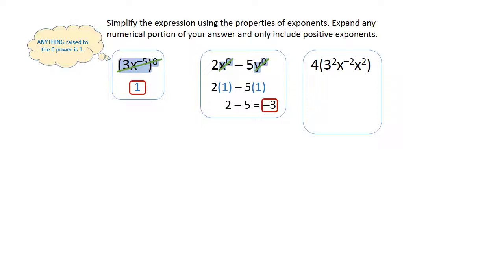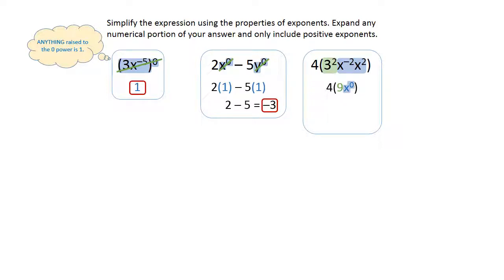In the third expression, we're going to look at each piece individually. We're not going to touch the 4, but inside the parentheses we need to evaluate the 3 squared, and we also need to combine our x's with the negative 2 and the positive 2. So go ahead and write your 4 down. 3 squared is going to be 9, and then combining those two x's, the negative 2 and the positive 2, you're actually going to get x raised to the 0 power.